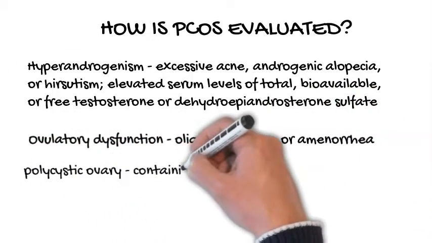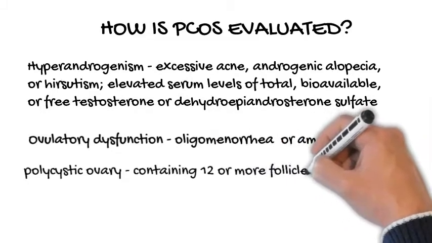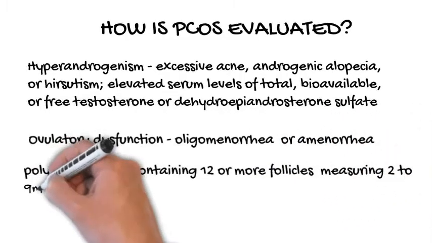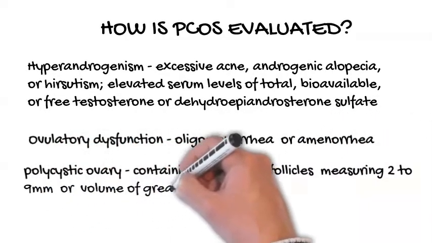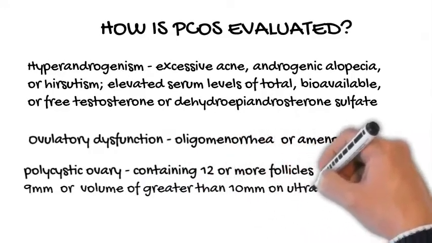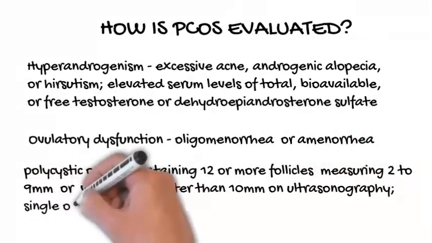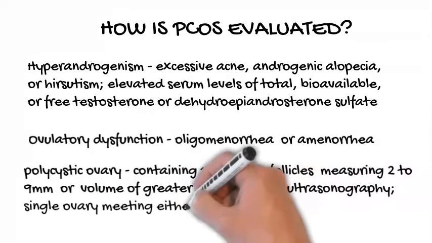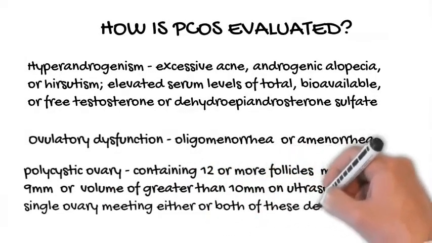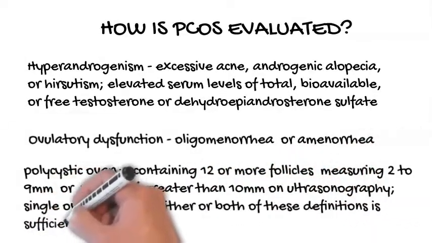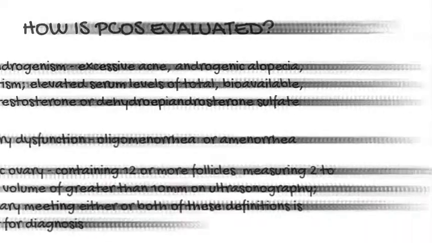A polycystic ovary is defined as an ovary containing 12 or more follicles measuring 2 to 9 mm in diameter, or an ovary that has a volume of greater than 10 ml on ultrasonography. A single ovary meeting either or both of these definitions is sufficient for diagnosis of polycystic ovaries.